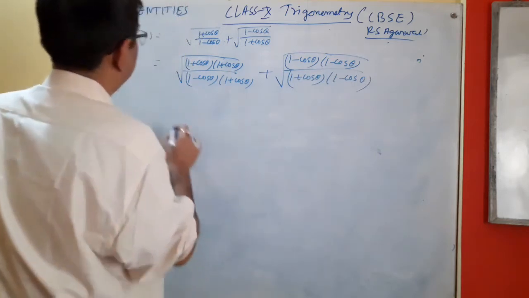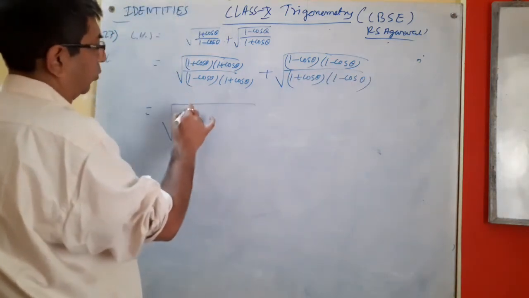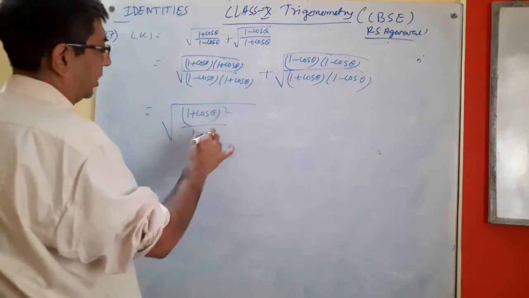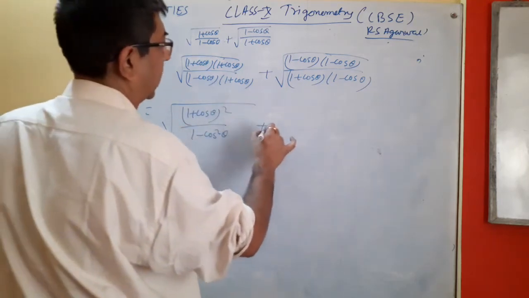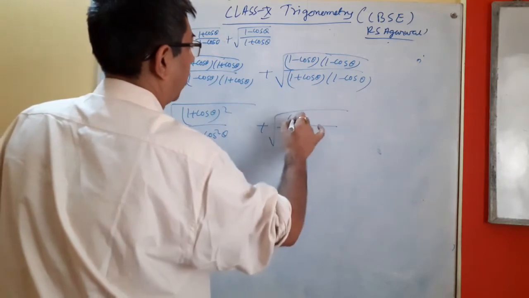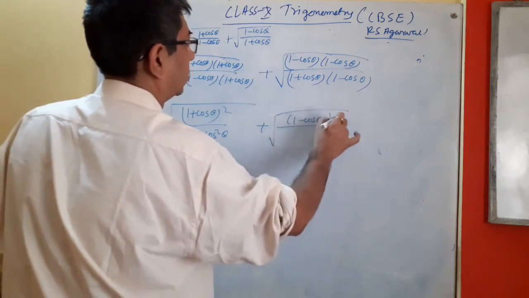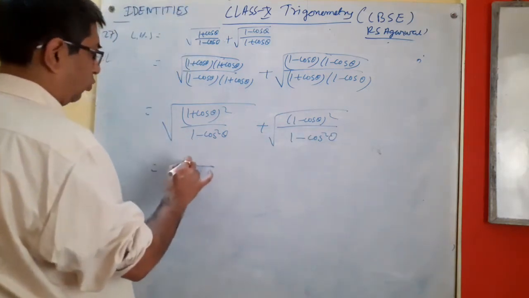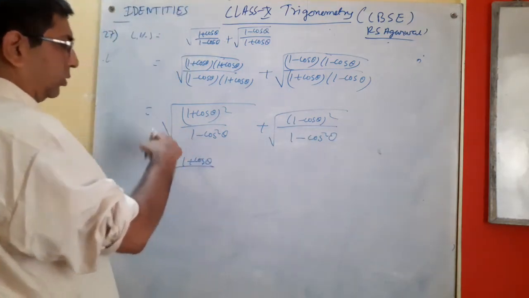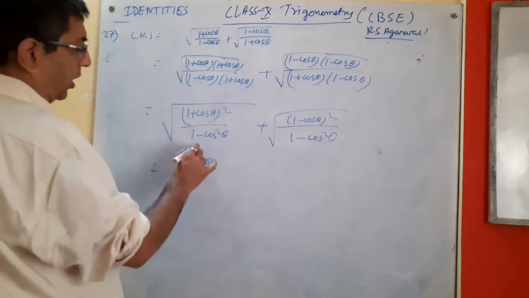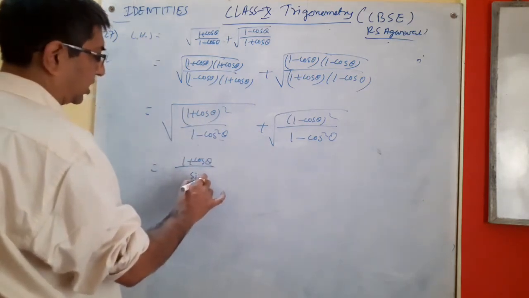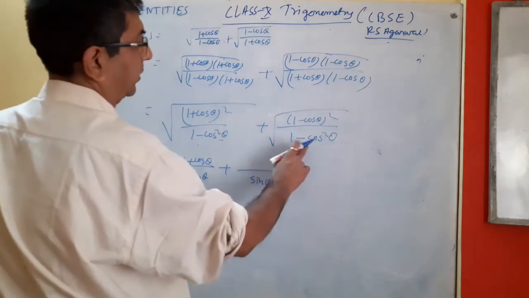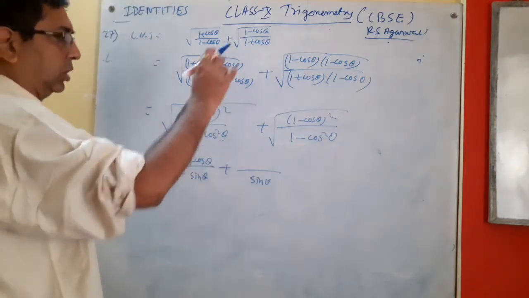Hello. Now what we are doing, this is (1 plus cos theta) whole square, this is 1 minus cos square theta, plus this is (1 minus cos theta) whole square, this is 1 minus cos square theta. Right? Now 1 plus cos theta, square rooting. So 1 minus cos square theta is sin square theta, that is sin theta. This is also sin theta because 1 minus cos square theta is sin square theta under root.